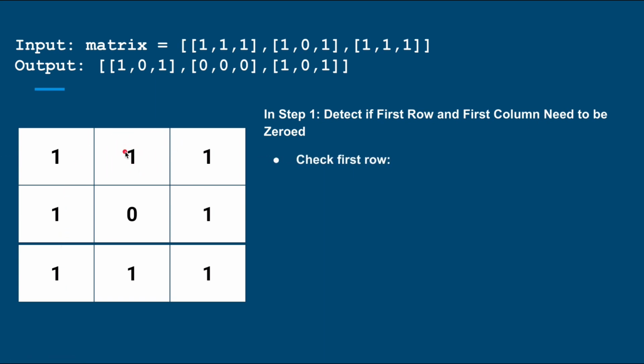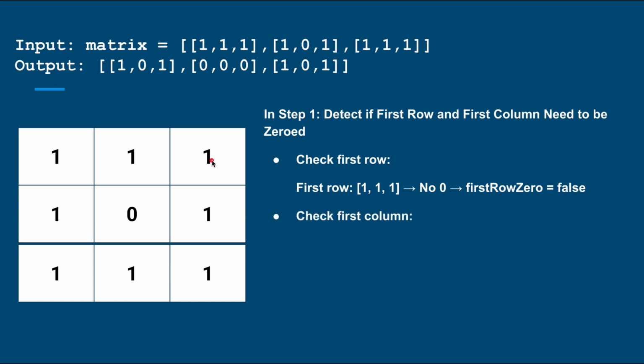So how are we going to do that? First check the first row. How are we going to check the first row? In the first row we have 1 1 1, you can read it from here also. So the number of 0s is, there is no 0. It means it's false. So for the first row it is false.